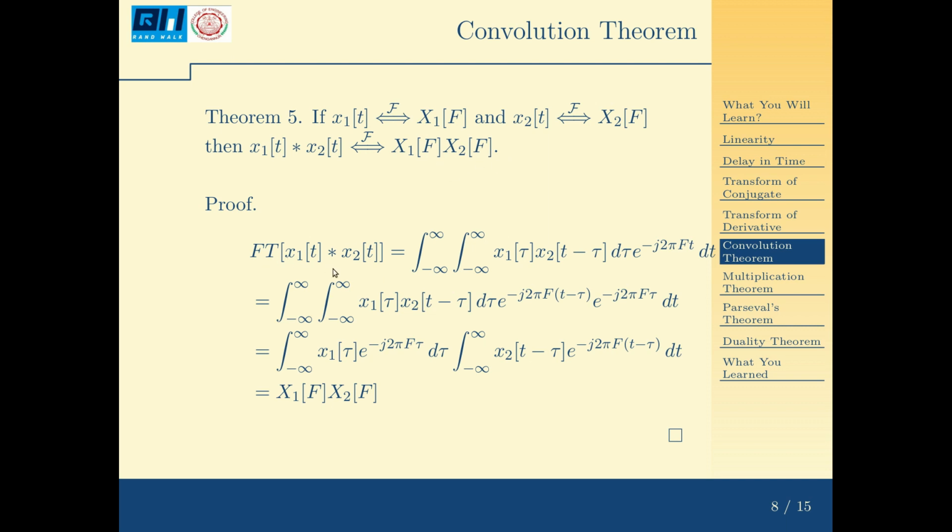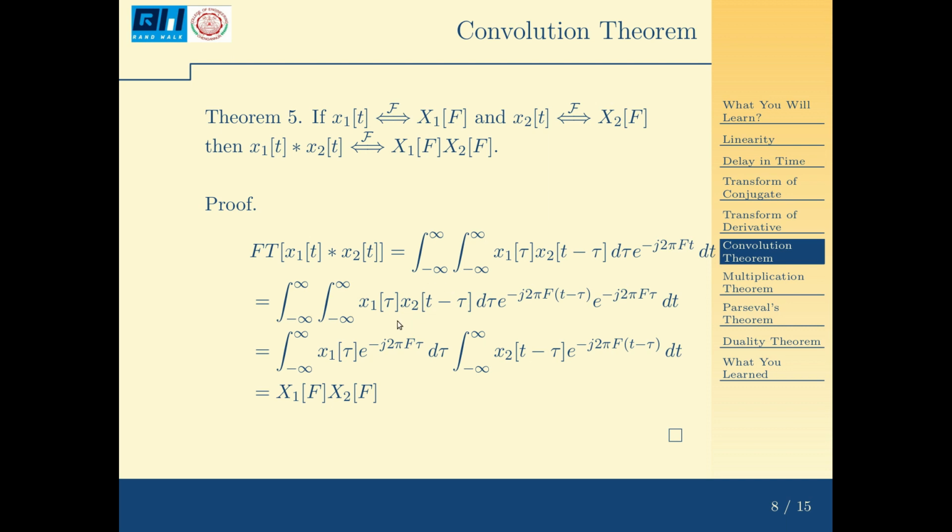So the Fourier transform of x1(t) convolved with x2(t), that is the integral from minus infinity to infinity of x1(tau) x2(t minus tau) d tau. This is my convolution integral. Then that is multiplied by e raised to minus j 2 pi f t and integrated from minus infinity to infinity over t. Now I can manipulate this equation slightly.